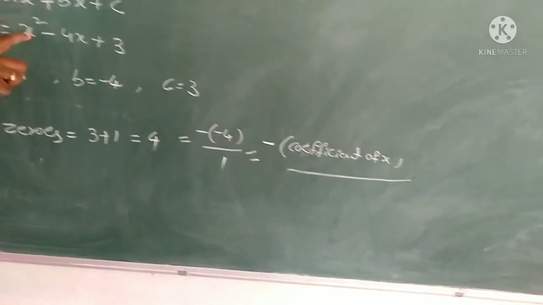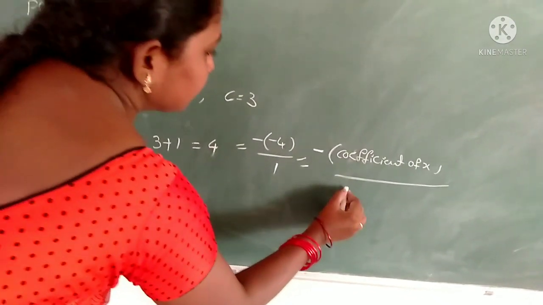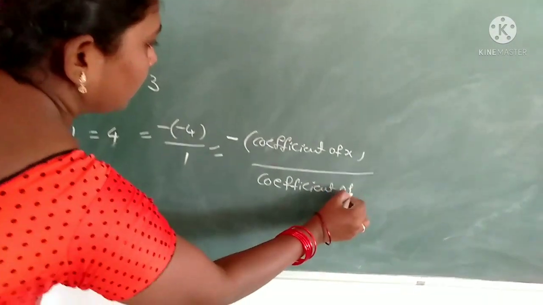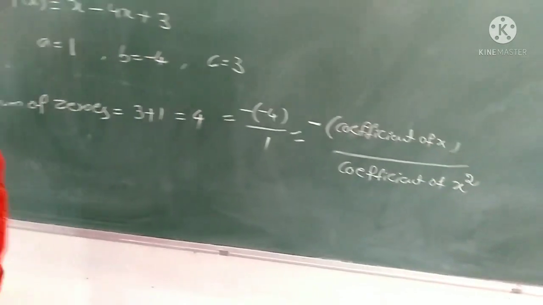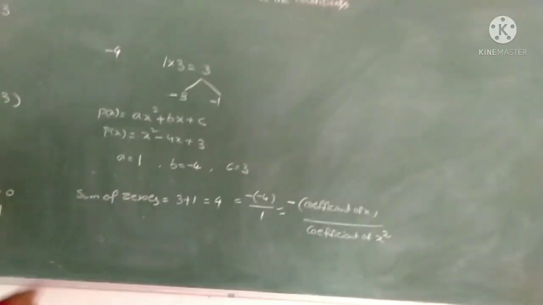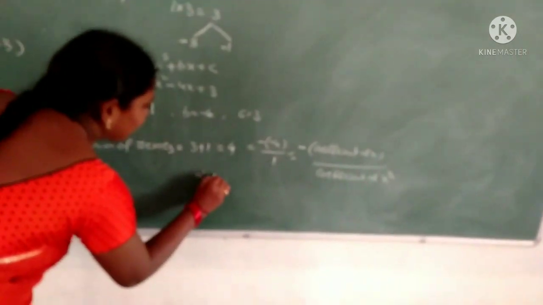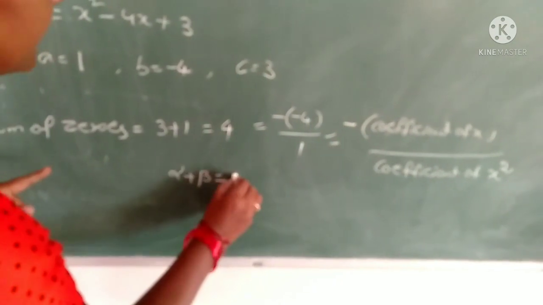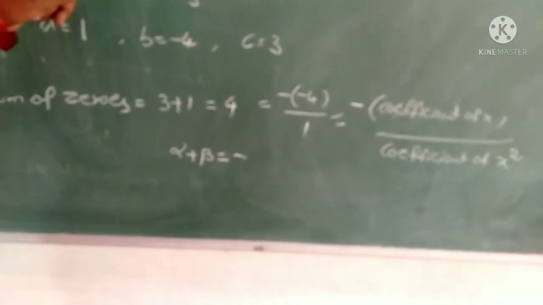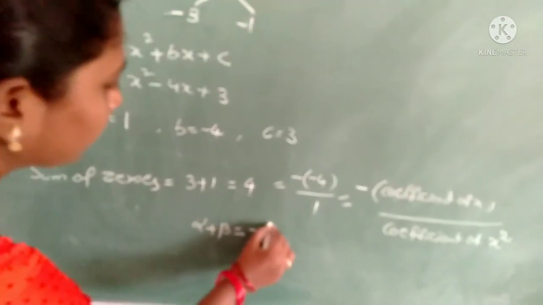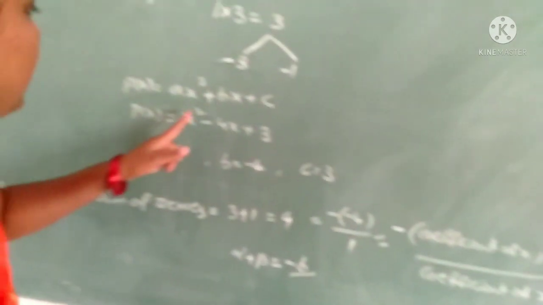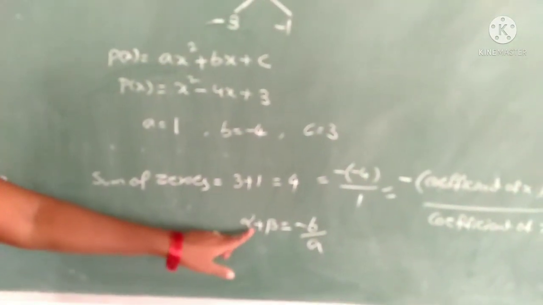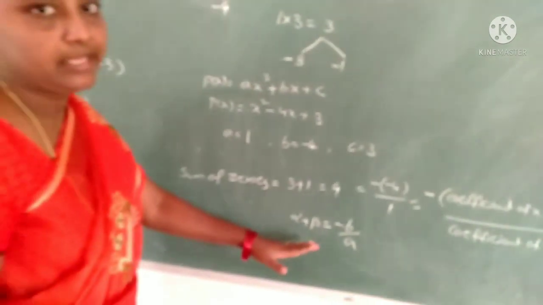One is the coefficient of x square. Sum of zeros means alpha plus beta. Next, minus coefficient of x by coefficient of x square. In the general formula, minus b by a. So we get the sum of zeros alpha plus beta equal to minus b by a.